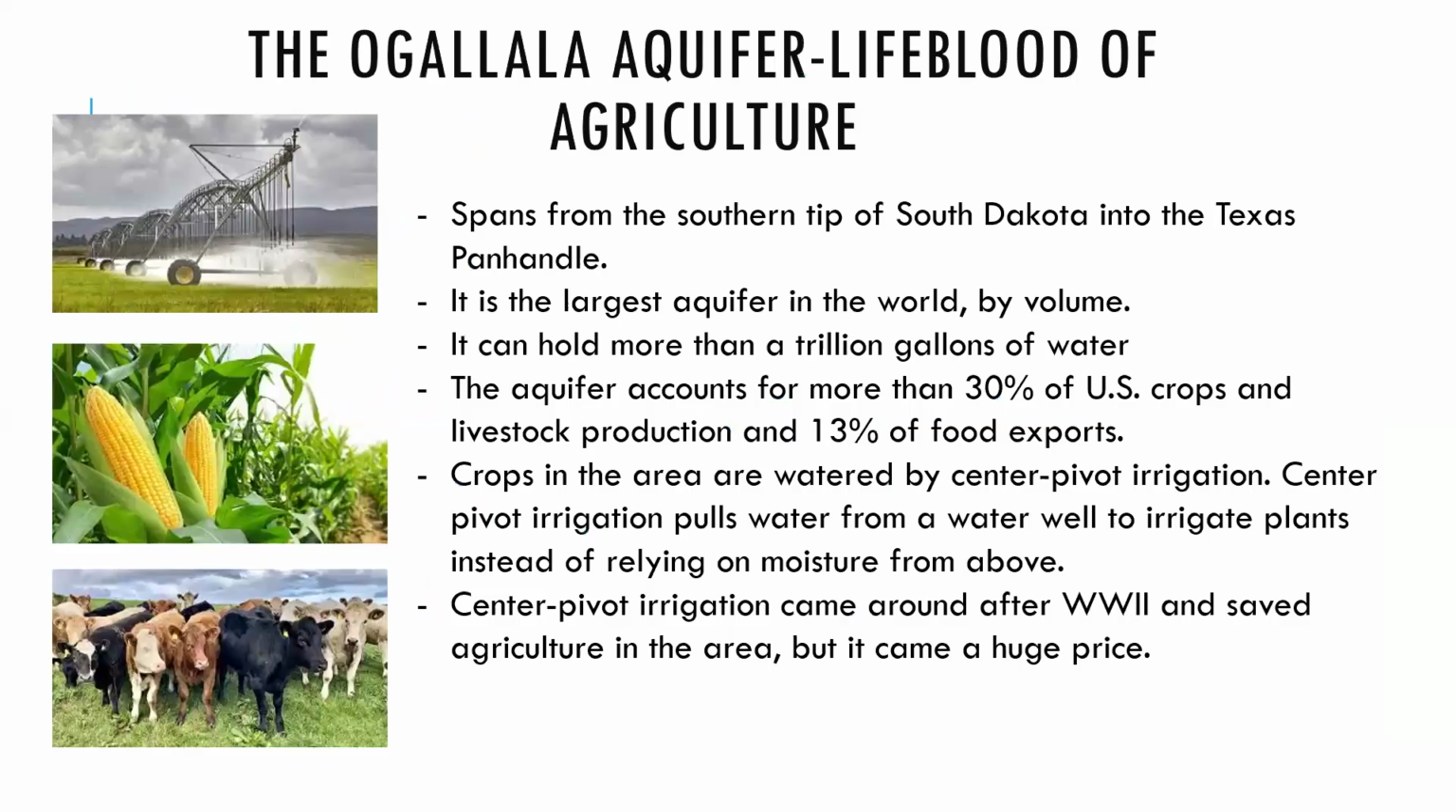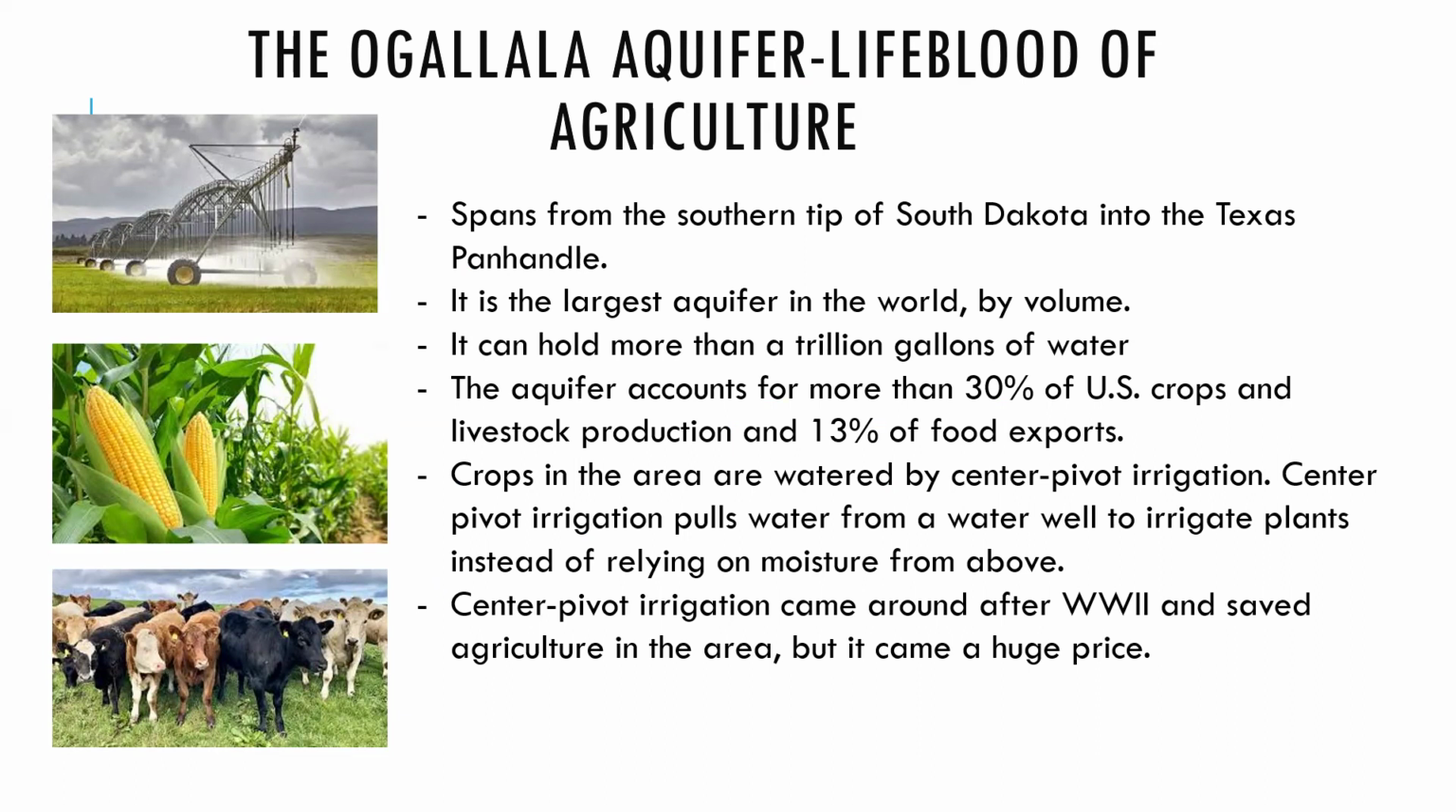The Ogallala Aquifer is the lifeblood of agriculture. It spans from the southern tip of South Dakota into the Texas Panhandle. It is the largest aquifer in the world by volume. It can hold more than 1 trillion gallons of water. The aquifer accounts for more than 30% of U.S. crops and livestock production, as well as 13% of food exports. So it's very, very important.